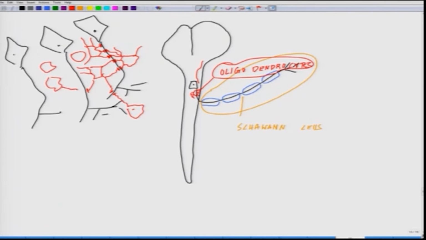Why has nature done it? Probably to save space. You see the same oligodendrocyte is myelinating here, and it is myelinating here. If you go down the plane, it can myelinate something else. So these are the zones of myelination. Oligodendrocyte myelination is an entirely different kind of pattern, unlike the Schwann cell myelination.